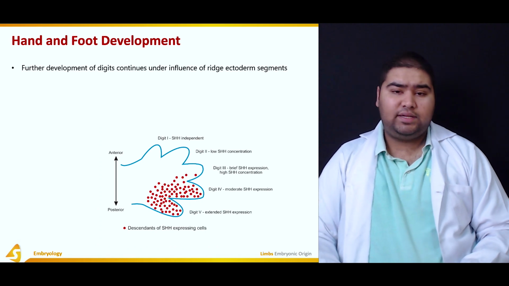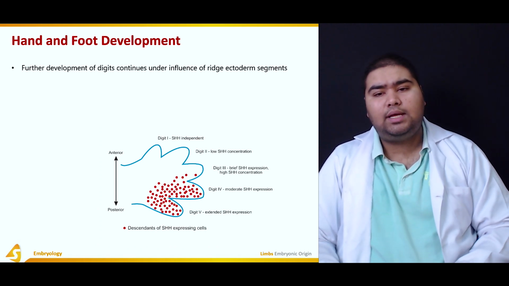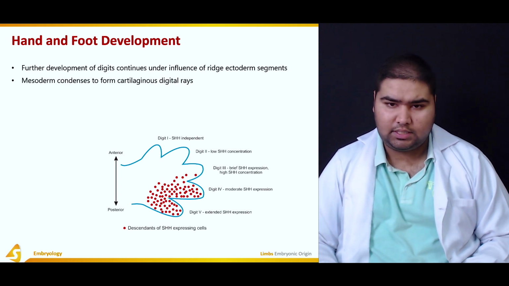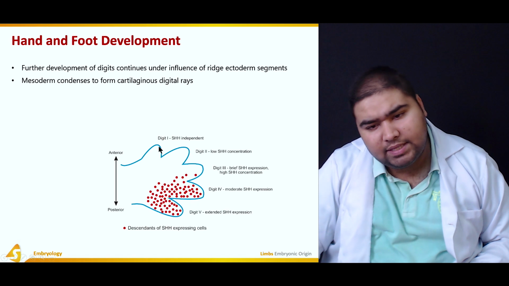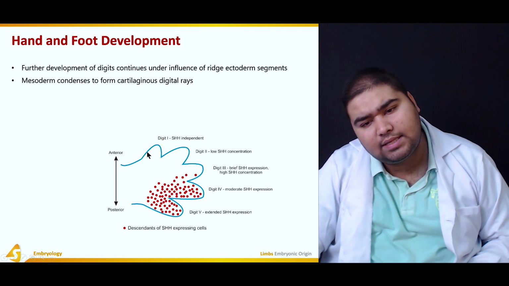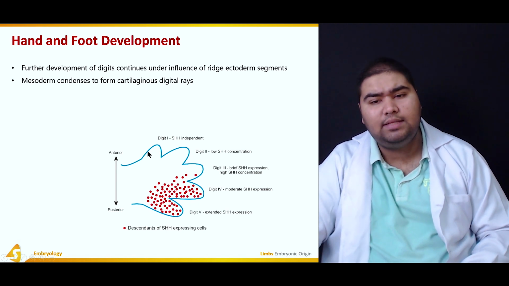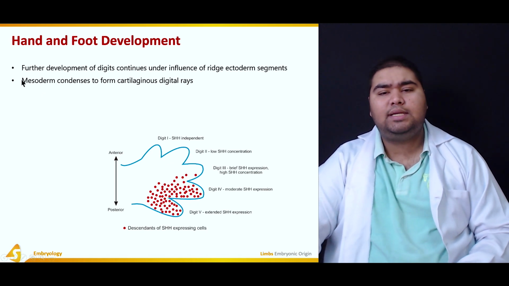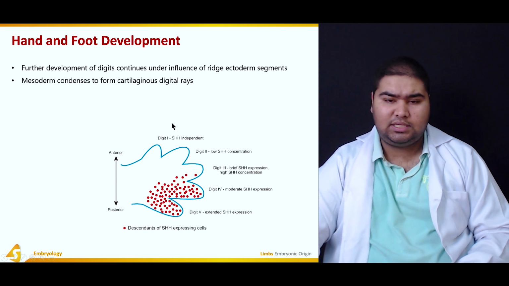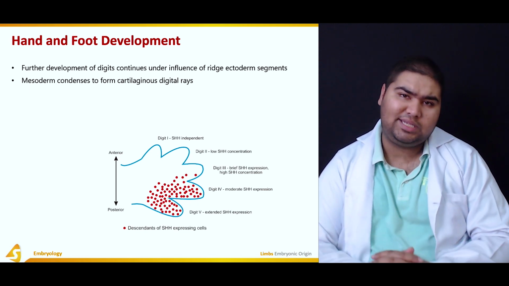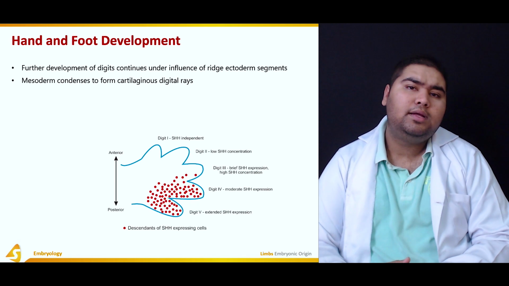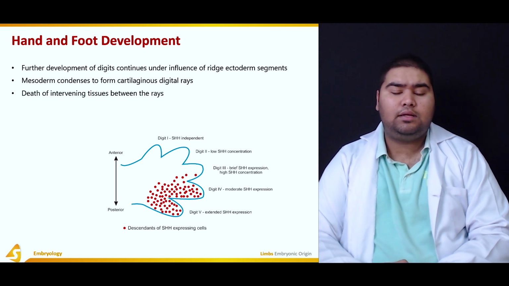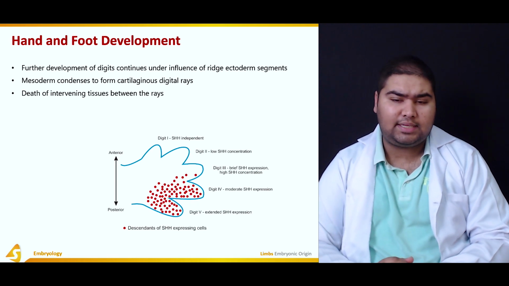So the further development of digits continues under the influence of the ridge ectoderm segments. These individual segments have been formed, and now they influence the growth of digits. The mesoderm condenses to form the cartilaginous digital rays. The mesoderm, which was in these digits, now condenses to form the cartilaginous digital rays. Death of the intervening tissue between the rays occurs.